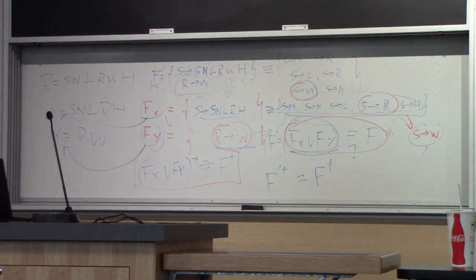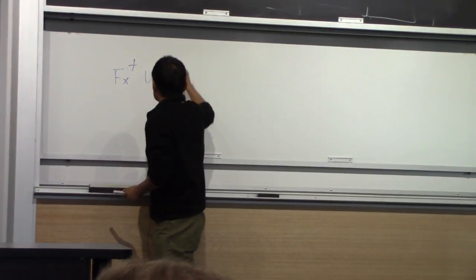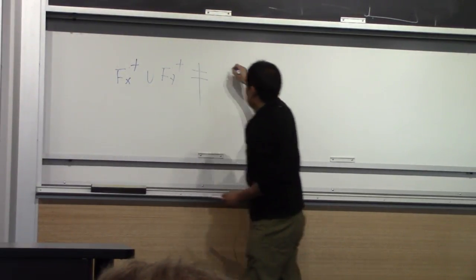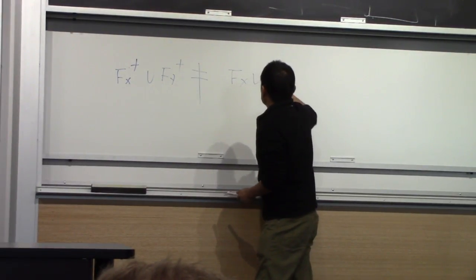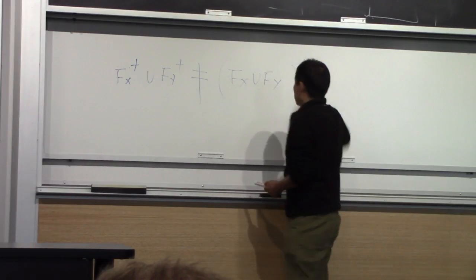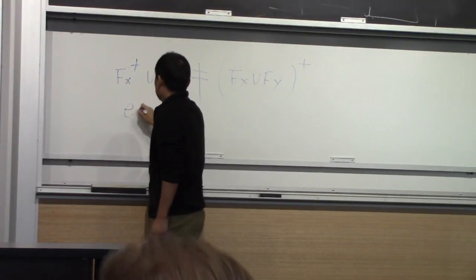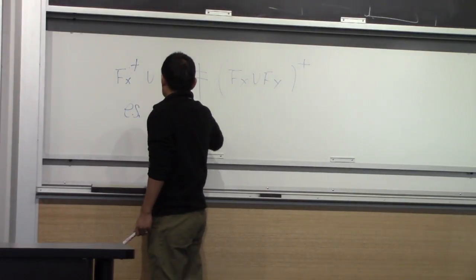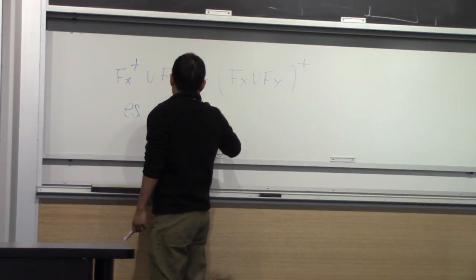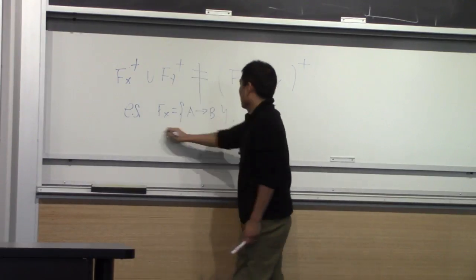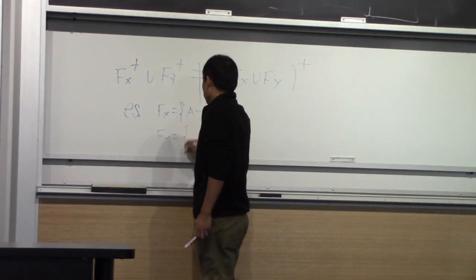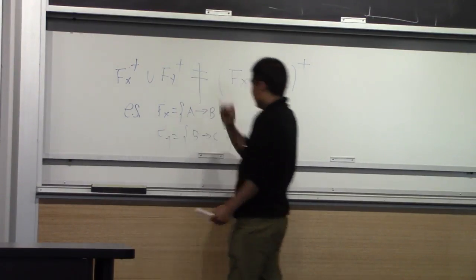Okay, pay attention to this. The closure of this union the closure of this is not the closure of the union. Let me give you a simple example.